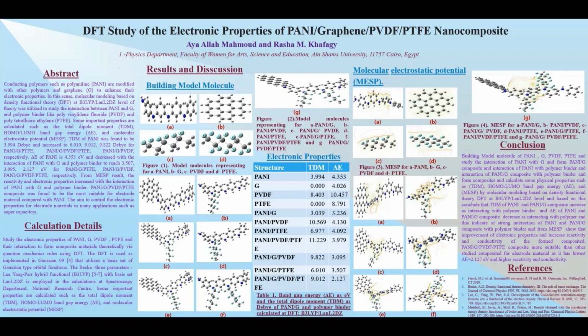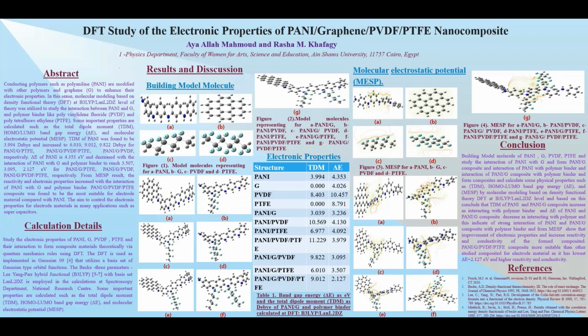In this sense, molecular modeling based on density functional theory at the B3LYP/LanL2DZ level of theory was utilized to study the interaction between polyaniline and graphene and polymer binders like polyvinylidene fluoride (PVDF) and polytetrafluoroethylene (PTFE). Some important properties were calculated, such as the total dipole moment, HOMO-LUMO band gap energy, and molecular electrostatic potential.